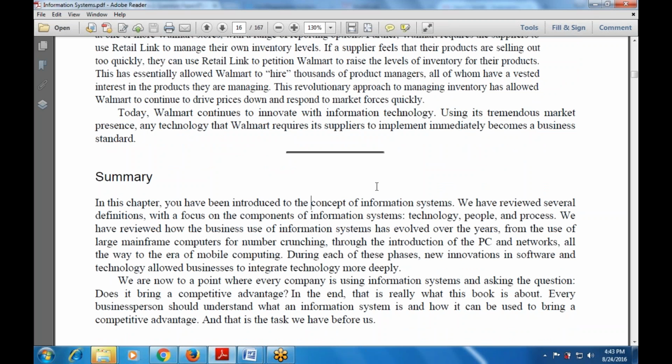And this is a summary of this one. What is the main summary of the information system? How it is gathered? And how we are focusing on the information system, what are the various components, that may be a technology, that may be people, and the process. And during each of these phases, new innovation in the software and the technology also allowed the business to integrate technology more deeply.